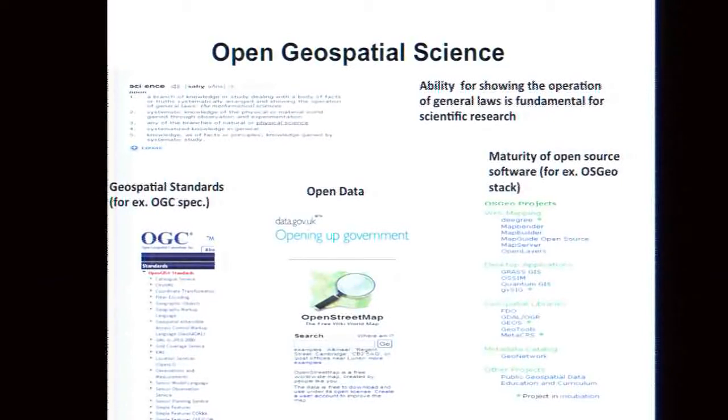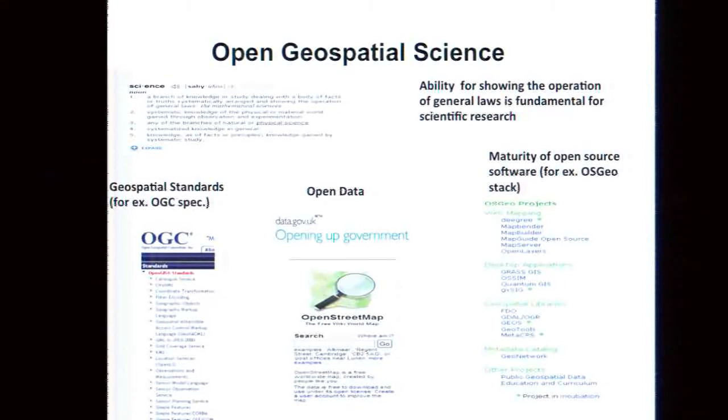And one of the important things for me is, when you think about science, science is the ability to show the operation of general laws, and it is very fundamental for scientific research. What open source, open standards, and open data allow in education is that, for the first time, we can develop curriculum based on them, so that students have the ability to learn and build upon things which are truly open, and they can understand and build strong foundations.